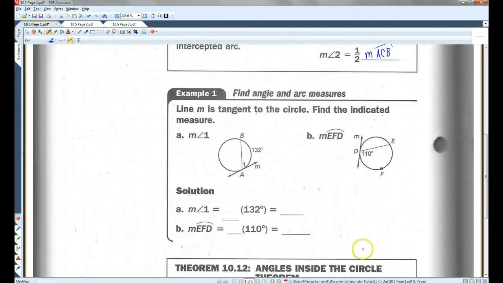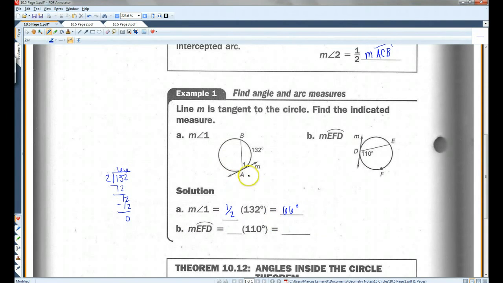Alright, example 1. Line M is tangent to the circle. Find the indicated measure. So, in this case, the arc is 132. And we know that the measure of the angle has to be 1/2 of that. So, half of 132 is 66 degrees.